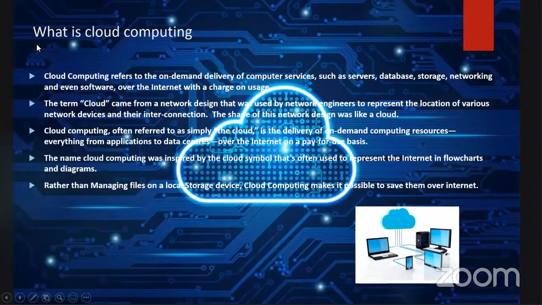Okay. So what is cloud computing? It's a textbook-based definition. Cloud computing refers to the on-demand delivery of computer services: servers, database, storage, networking, even software. What it is telling is, you are just utilizing whatever is there as a server, database, storage, networking, everything. It may be software. You are just sitting in your home, accessing through the internet.